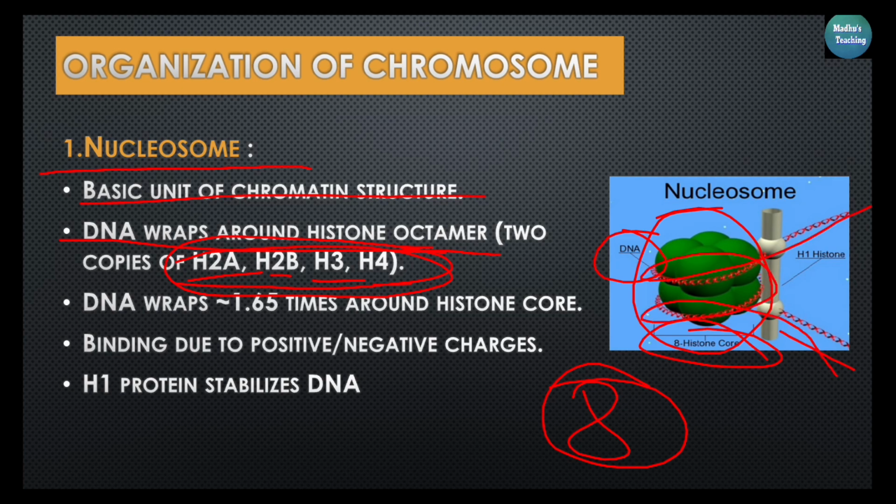The DNA wraps around 1.65 times around the histone core, and the wrapped DNA is stabilized due to positive and negative charges. Actually, the DNA has a negative charge and the histone proteins have a positive charge. So the wrapped DNA is stabilized due to the attraction between the negatively charged DNA and the positively charged histones. And then the H1 protein, this is the H1 protein. It helps to lock the DNA onto the histone core and to prevent the uncoiling of DNA.